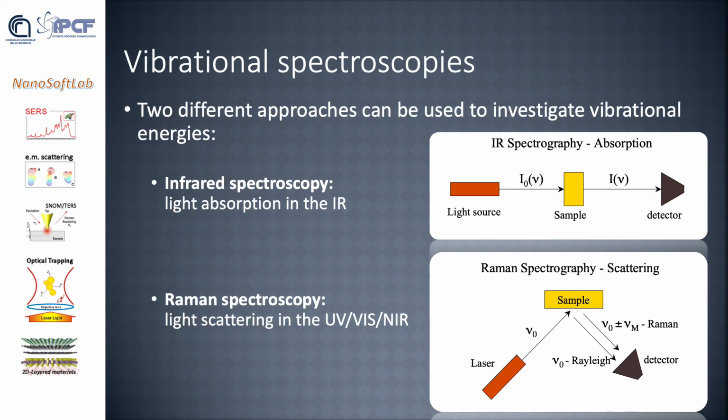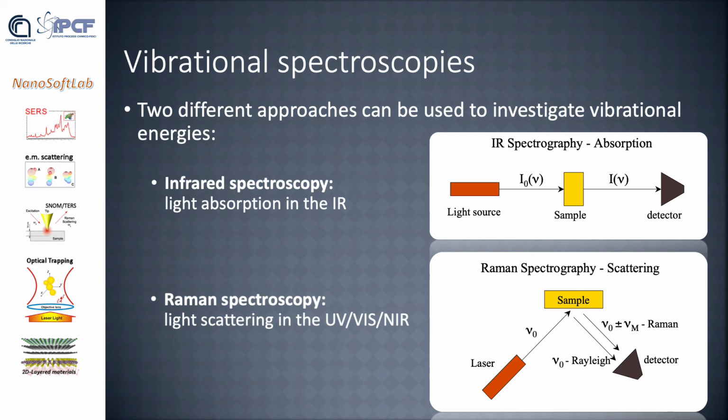Two different approaches can be used to investigate vibrational energies. We have seen so far infrared spectroscopy, in which we investigate the light absorption in the infrared. But there is also another kind of spectroscopy, Raman spectroscopy, that is based on light scattering, with monochromatic sources exciting in the UV, visible, or near infrared. In this case, we have a laser source that shines on a sample, and the scattered light is detected by a specific detector.